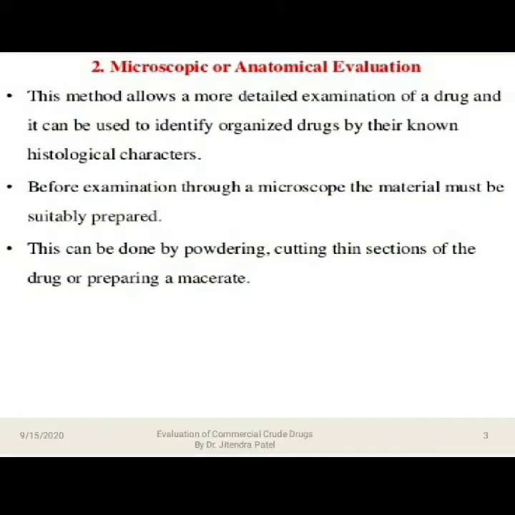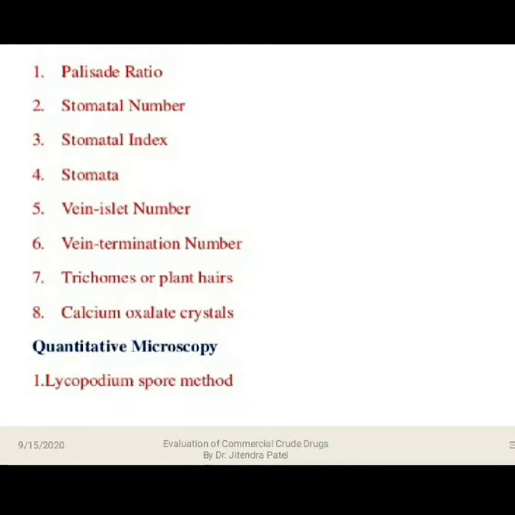than the organoleptic evaluation. Before examination through the microscope, the material must be suitably prepared, right? We need to cut it into a transverse section, or make it into powder form or a different form, so that we can observe the specific arrangement of the cells, the histological characters that we need to observe under the microscope. This can be done by powdering, cutting a thin section of the drug, or preparing a macerate, right? Likewise, we have to prepare the crude drugs and observe their cellular organization under the microscope.